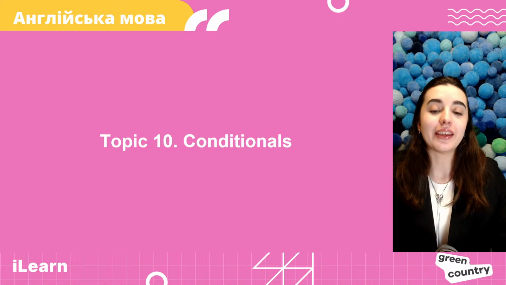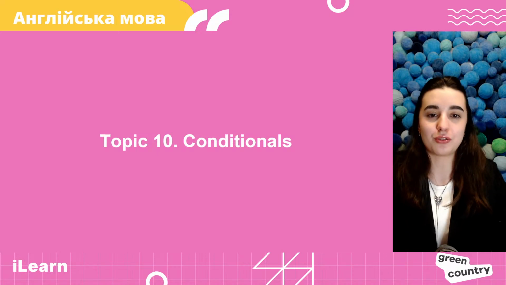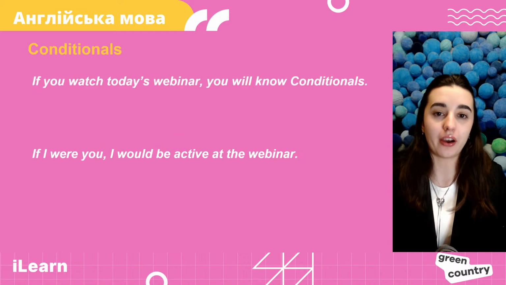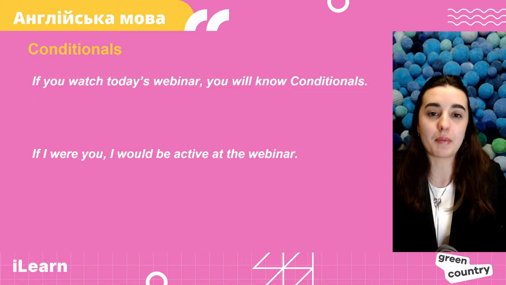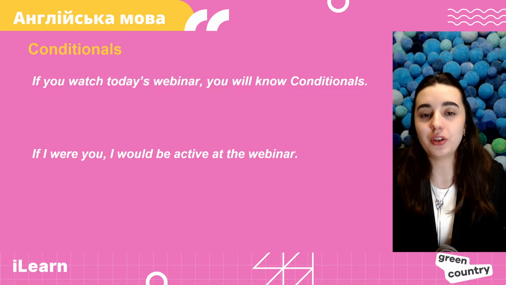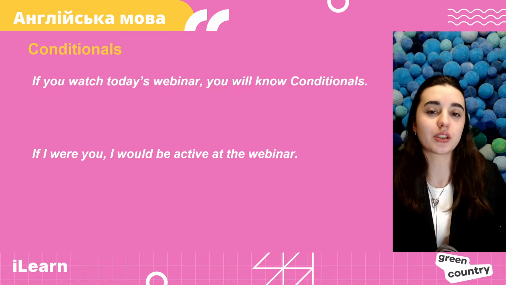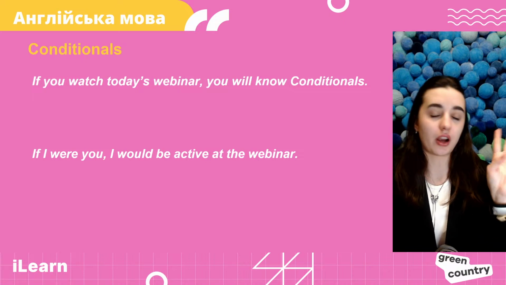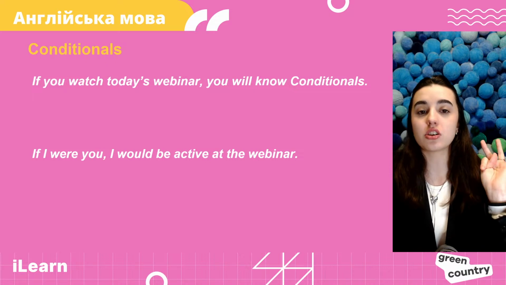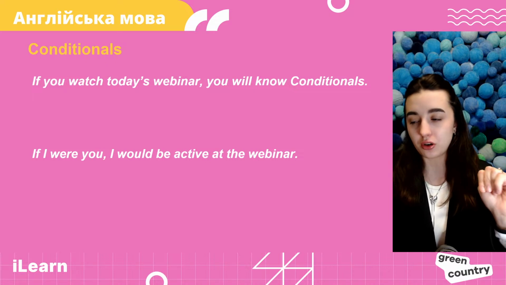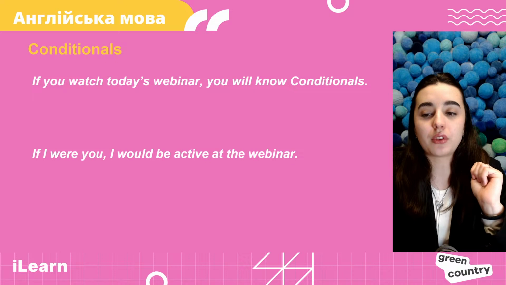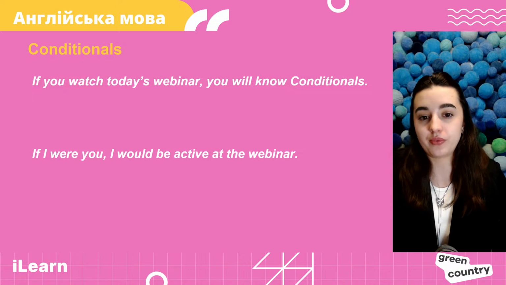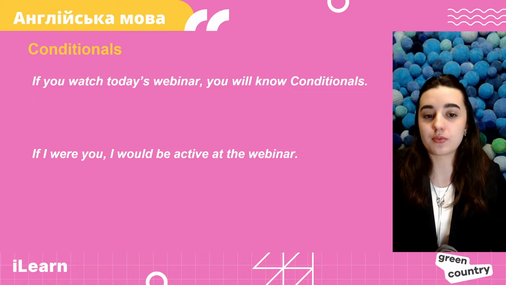Okay, good. Then I think it's time for us to get to know this topic better. And let's quickly check what you remember about conditionals. So, first of all, let's read the sentence and check what conditional is it. I will just remind you that we have four conditionals. It is zero conditional, first, second, and third. Let's check number 1. If you watch today's webinar, you will know conditional. What conditional sentence is it?